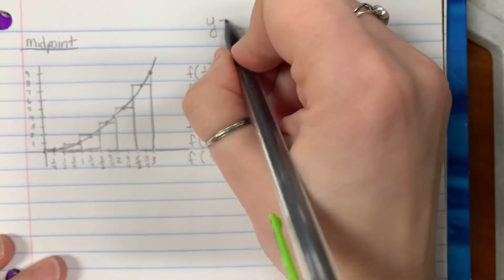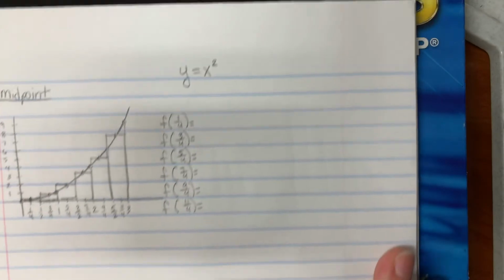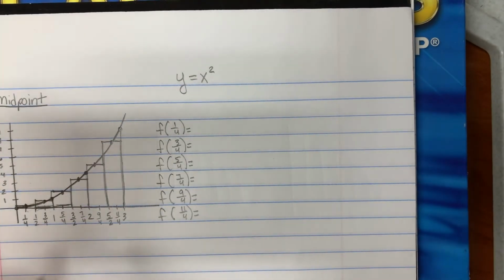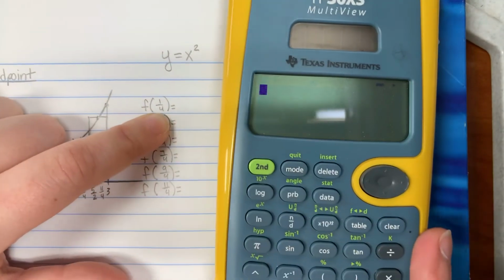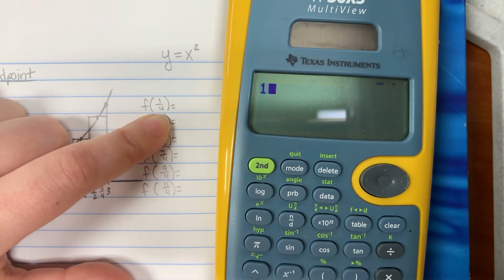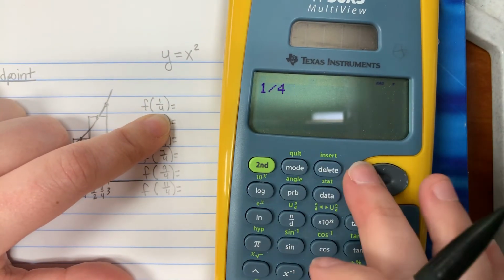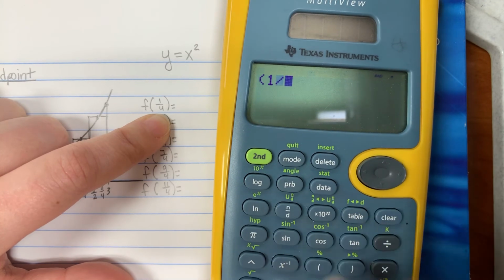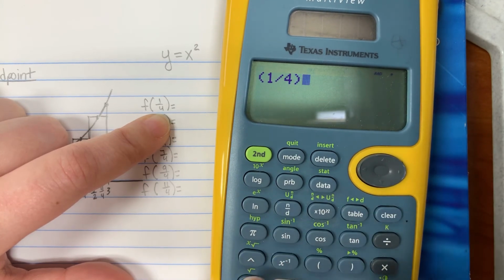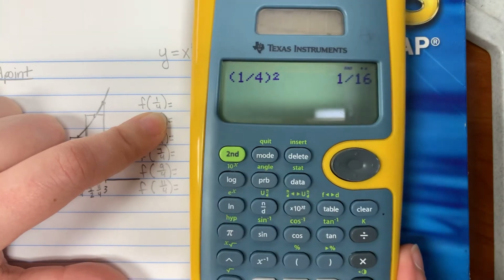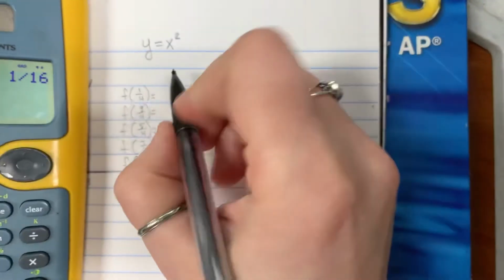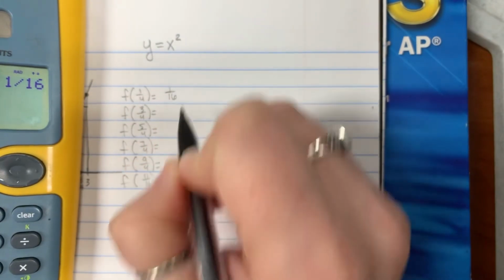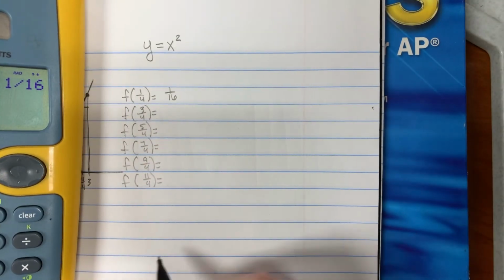Okay, so I'm going to find f of those values. So remember, let's go back to our equation. It was y equals x squared. So I'm just going to plug those in. So 1/4 plugged into x squared would be (1/4) to the second power, or you could just square the top, square the bottom. So 1 squared is 1, 4 squared is 16. So 1/16 would be the height of that rectangle.